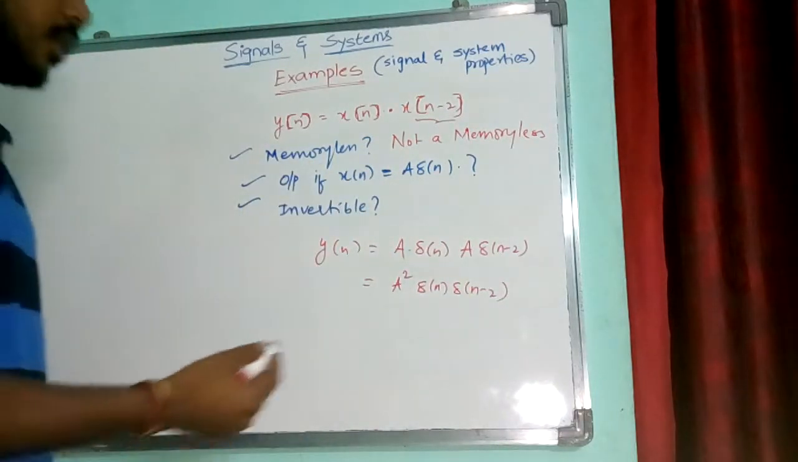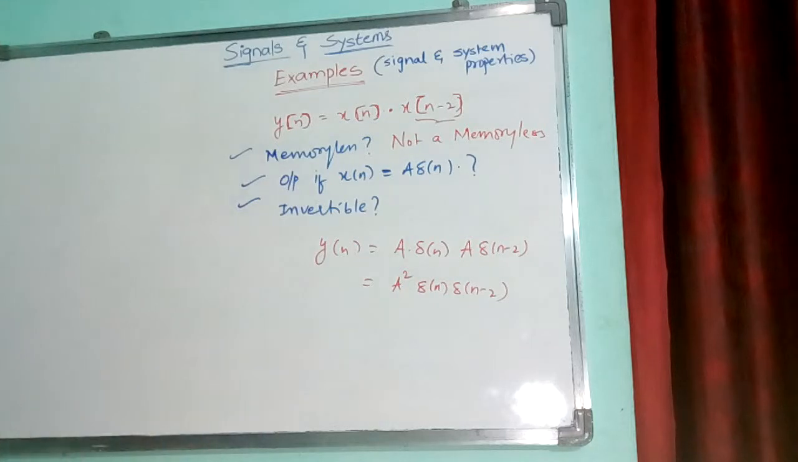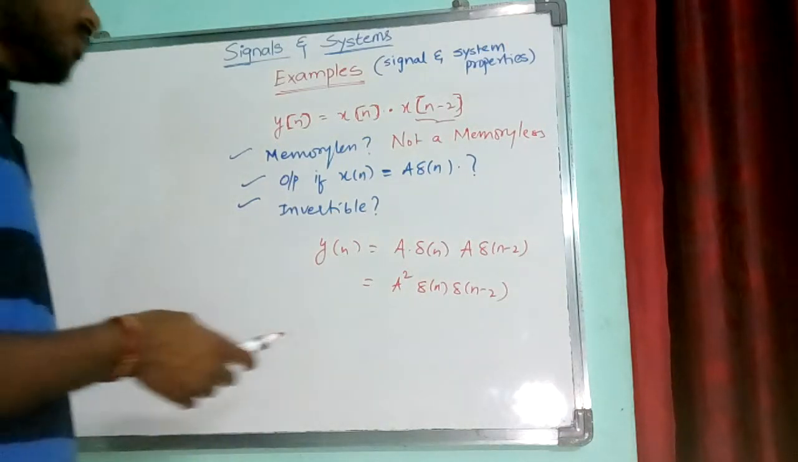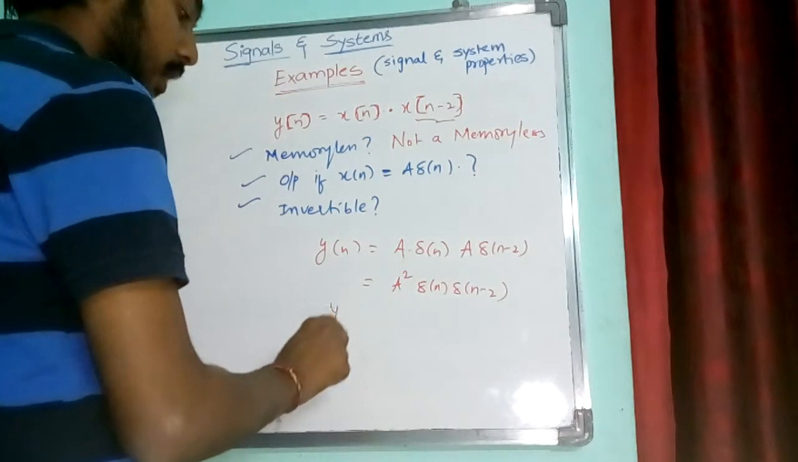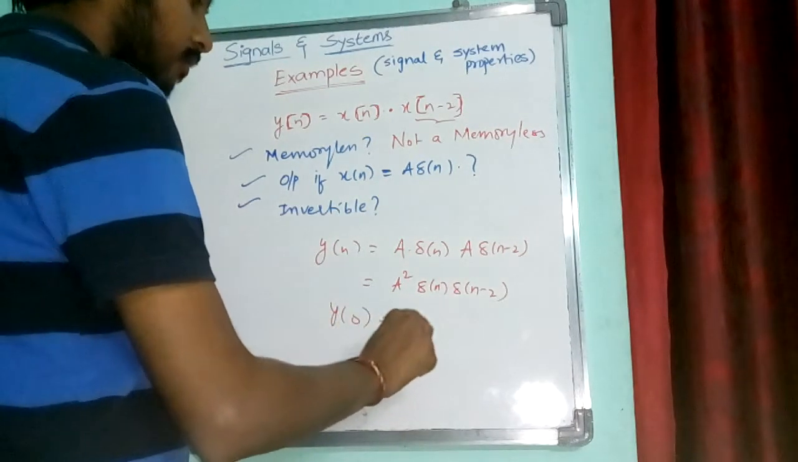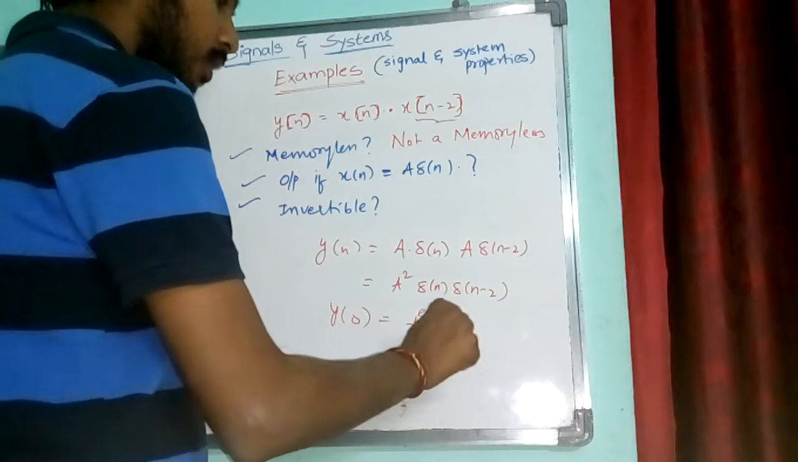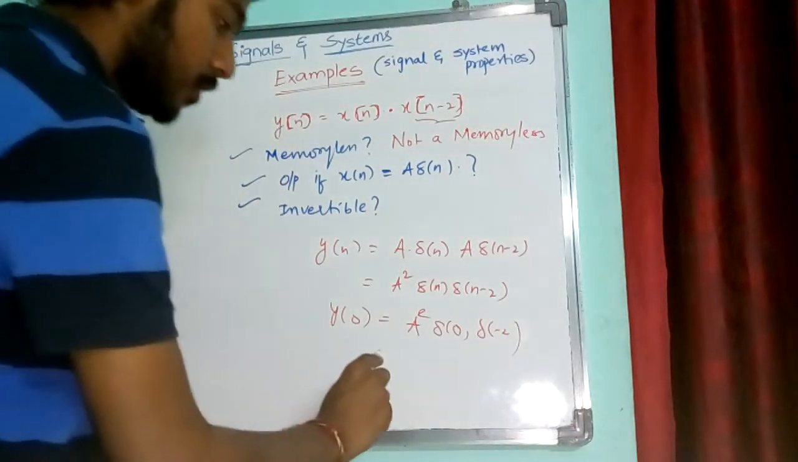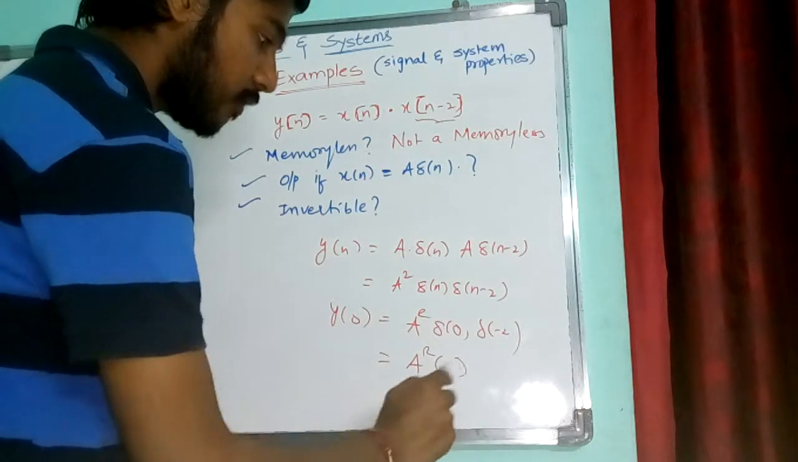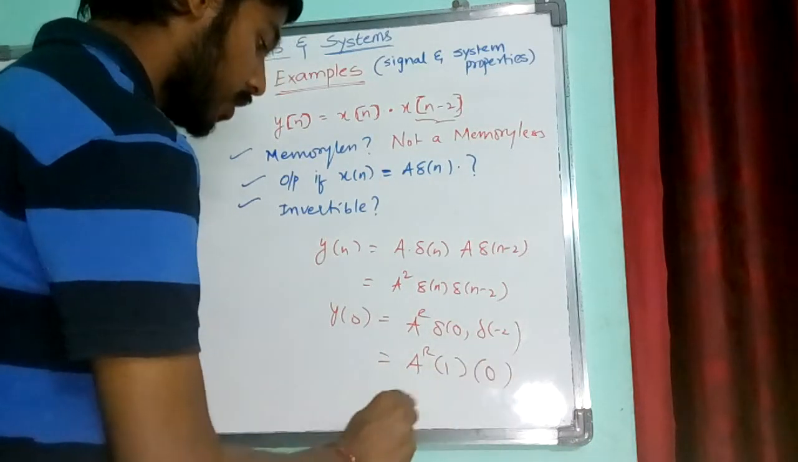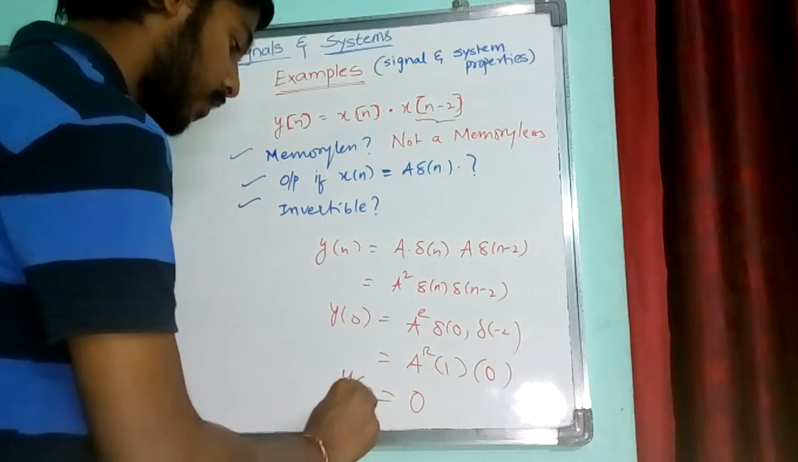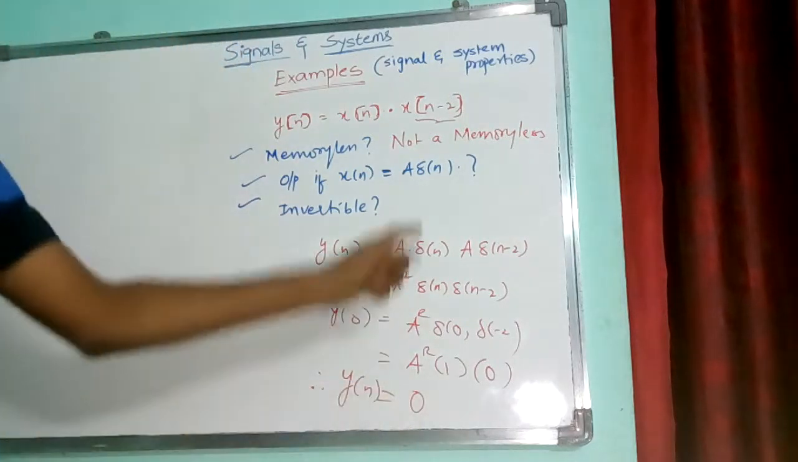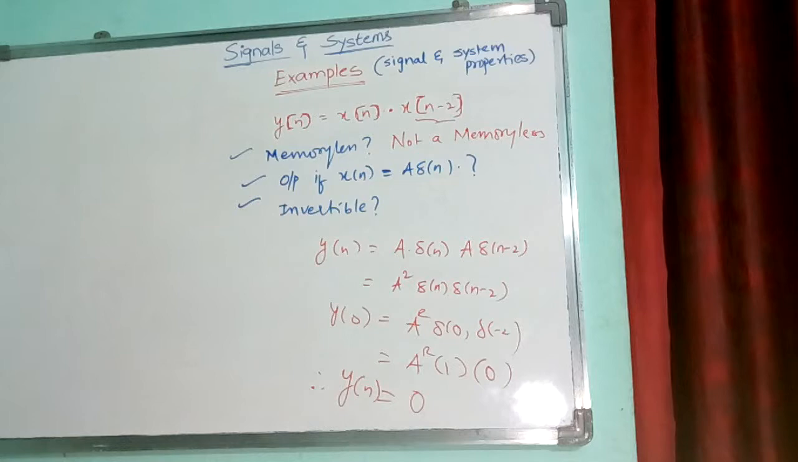Okay, so I know that this delta of n is only defined at 0. So suppose I consider y of 0, then this will be delta of 0 and delta of minus 2. So that means a square into delta of 0 is 1, but delta of minus 2 is 0, so we get the output 0. So y of n for this input will always be 0.